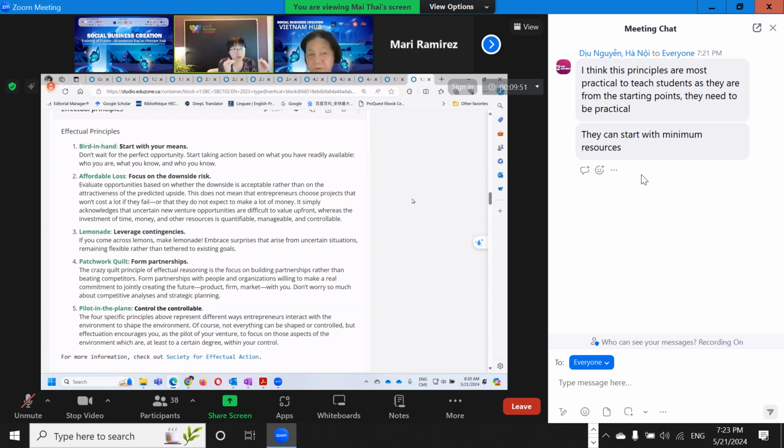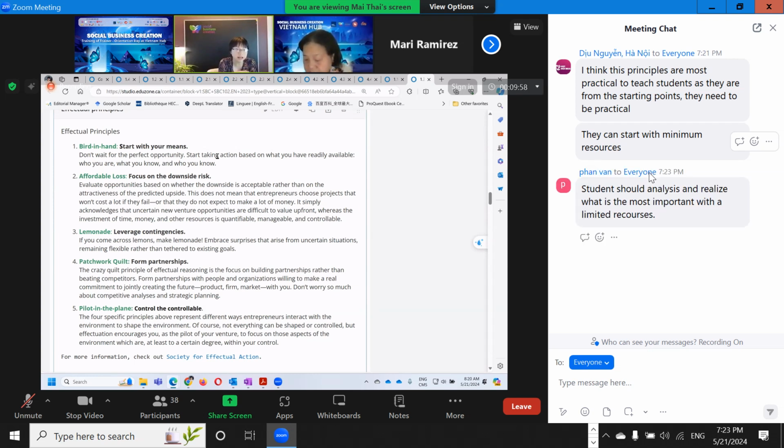So that's why we ask them to make a prototype. So, bird in the hand. We ask students, what do they really have at hand that can help them build the product?